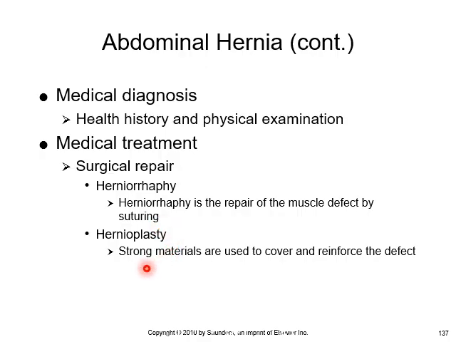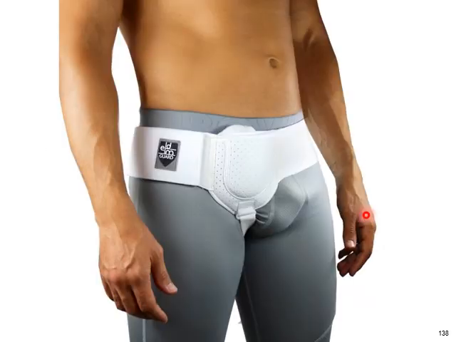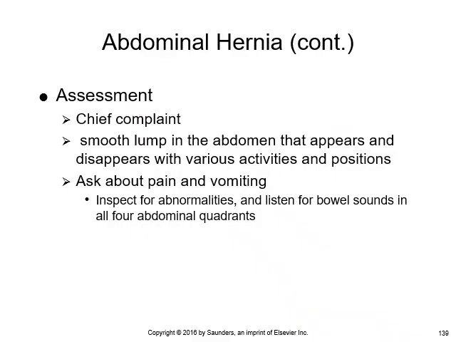Hernioplasty, when we use strong materials to cover and reinforce the defect. So we can use something like this. This is a brace to help with hernia. So you remember the picture earlier where there's a smooth lump, and this brace right here, it could help with pushing down the lump or preventing it from sticking out.